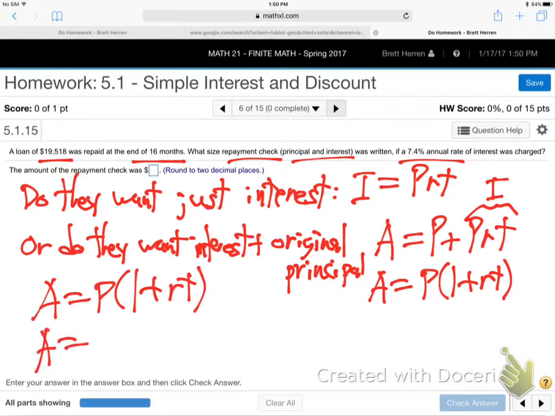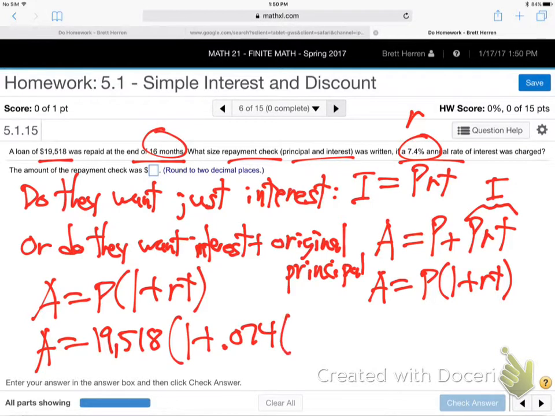So the amount is the principal. The principal is the $19,518. That's the money that we borrowed, the $19,518. And then 1 plus the interest rate, that's the 7.4%. There's our R. Move it back 2 places, 0.074. Times the time. What's the time? 16 months. So that's 16 twelfths.